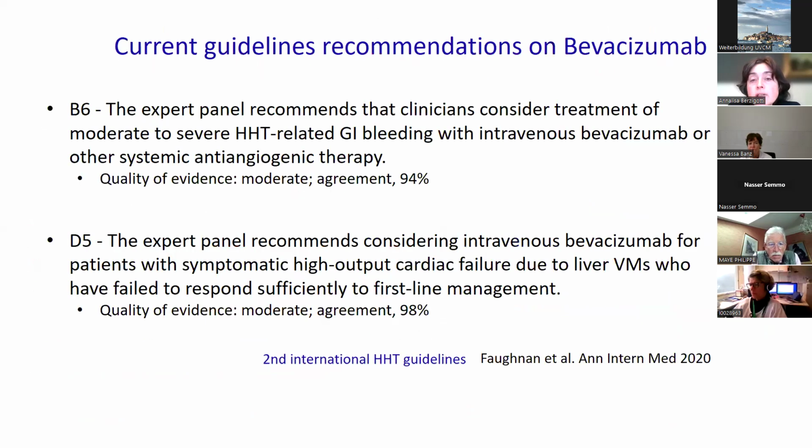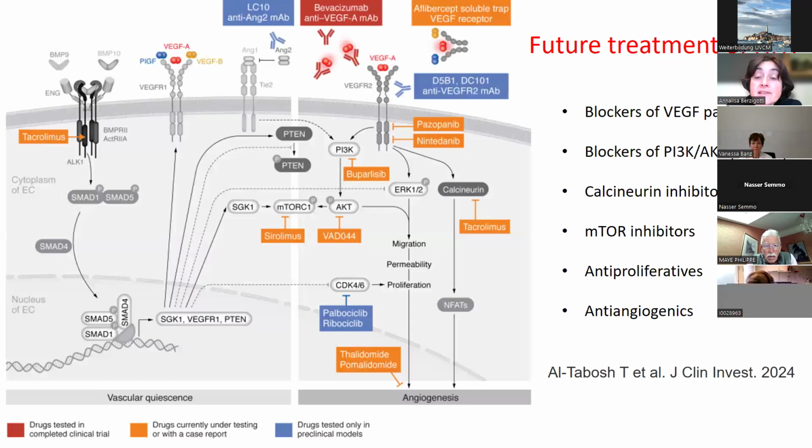And therefore, the current recommendations on HHT that have been published in 2020 recommend, at 2 moments of the natural history, to try bevacizumab. One is GI bleeding, so severe GI bleeding, and the second one is high output cardiac failure due to liver malformation that has failed to respond sufficiently to first-line management. They are not very strong recommendations because bevacizumab has side effects and it can lead to thrombosis and other problems, but still, this is at the moment what we have.